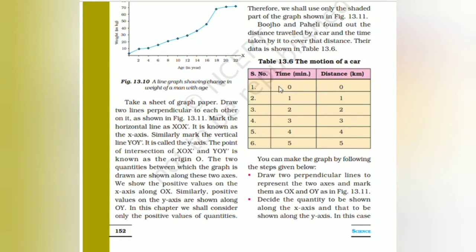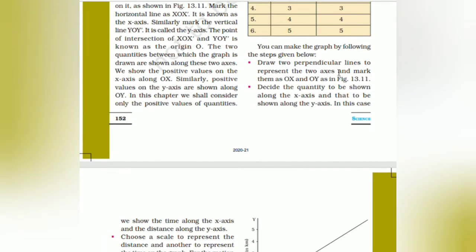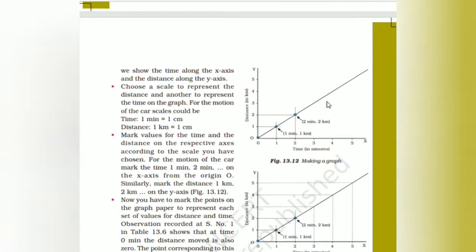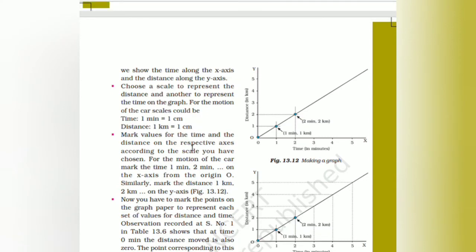That is the motion of the car. At the start, time is 0 and distance is also 0. The time goes on increasing from 1 to 5 and the distance also goes on increasing from 1 to 5. Draw two perpendicular lines to represent the two axes, marked as OX and OY. This is all regarding how to draw the lines on the graph. Choose a scale to represent the distance and another to represent the time on the graph.